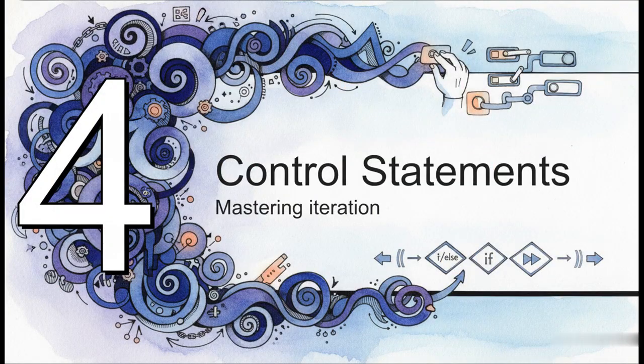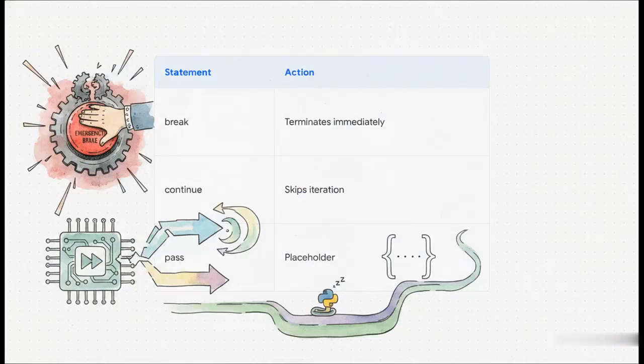Okay, Section 4, mastering iteration control statements. Let's talk about controlling these loops mid-flight. And this brilliantly illustrates the dynamic commands we use to steer our loops. We've got 3 main tools. First is break. This is your emergency break. If a specific condition pops up, break immediately terminates the loop entirely.